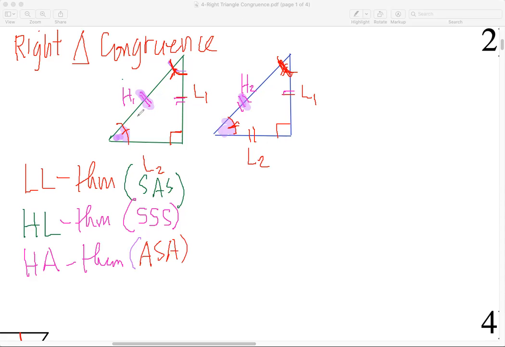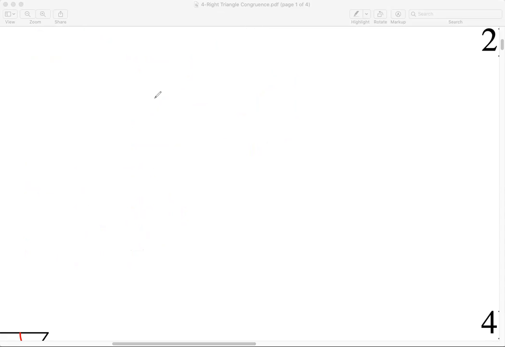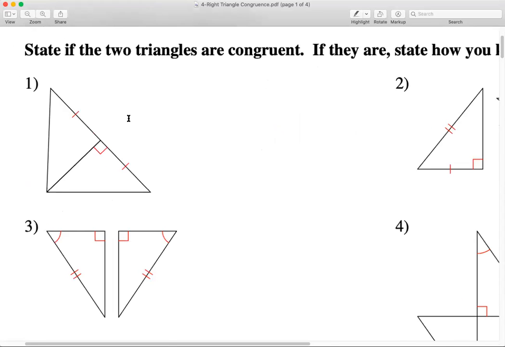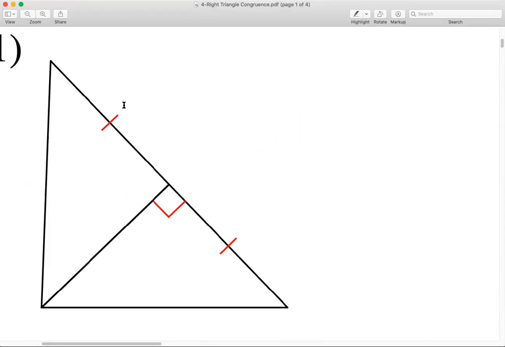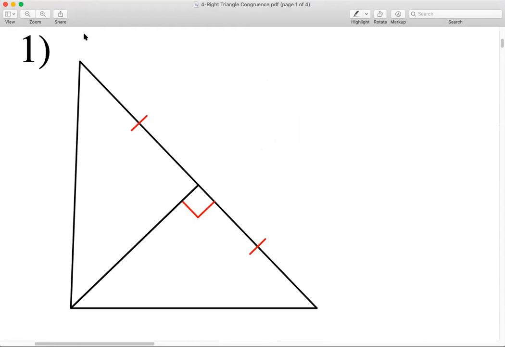Again, the theorems that we will be using in right triangle congruence are the leg theorem, the HL theorem, and the hypotenuse angle theorem. So let's use these theorems in the given examples. Let's have number 1. We're going to state if the two triangles are congruent. And if they are, then we will be identifying the theorem that supports our claim that they are congruent.